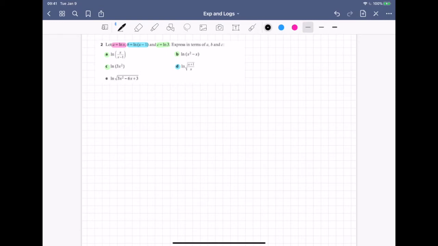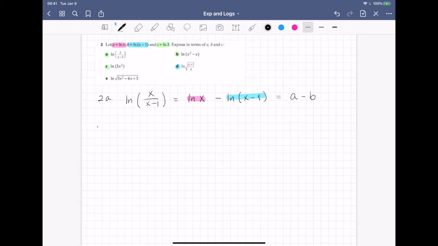Number 2A. Natural log of x to the x over x minus 1. I'm going to use a log rule to split them up. That would be ln of x minus ln of x minus 1. And I know that, well, that's a, and this is b. So I can write it as a minus b.